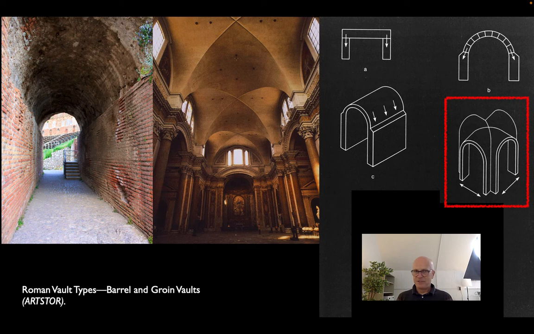This has the same problems of thrust that the barrel vault has. If you line up groin vaults, they can buttress against one another. But here, of course, going in the cross-axial direction, there are thrusts that have to again be absorbed by the thickness of the walls on the exterior.